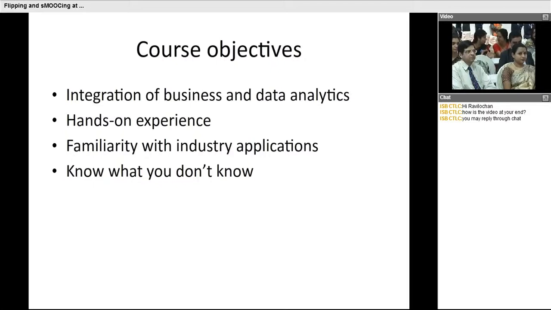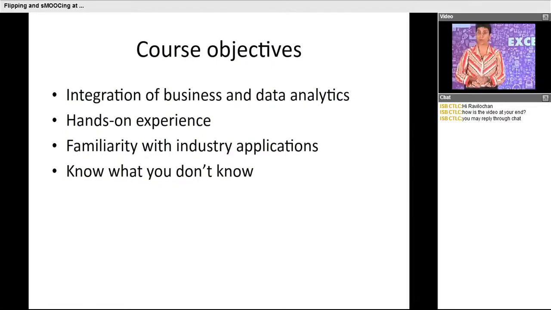And lastly, being business students and not being the data crunchers themselves, you want your students to learn and know what they don't know. So they shouldn't think they are the all-powerful people who can go and do the whole project on their own and do this component and that component. They need to know where their limitations are. So these are the objectives of this course.